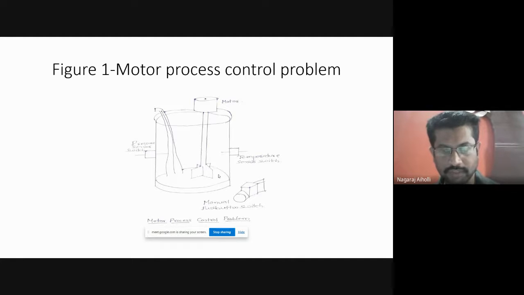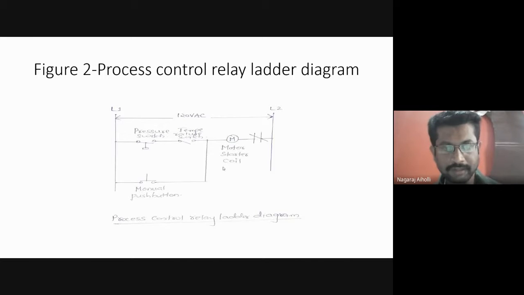For this process control problem, we have drawn the relay diagram. So this is our pressure switch and the temperature switch. When they reach their set point value, the motor coil will be energized. Then the manual push button, when it is operated, also turns the motor on. These are the two conditions: either the motor is turned on when pressure and temperature switches are closed, that is, they reach their set point values, or when the push button is operated. This is how we draw the relay ladder diagram.